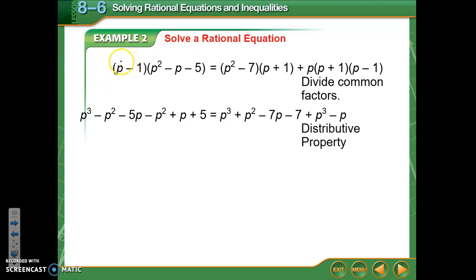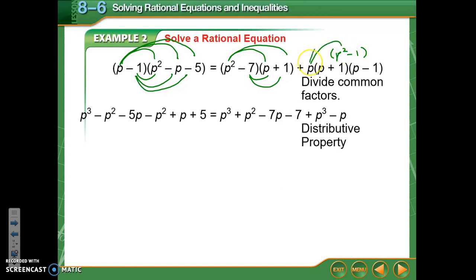Okay, so basically what we did to get to the next step is a lot of distributing. P times p squared is p cubed minus p squared minus 5p minus p squared plus p plus 5. Be super, super careful with your negatives and positives here. Then the same thing on this side, I FOILed and got p cubed plus p squared minus 7p minus 7. And then remember here, p plus 1 times p minus 1 is p squared minus 1. And then when I take the p times that, I get p cubed minus p. So I have lots of terms here.